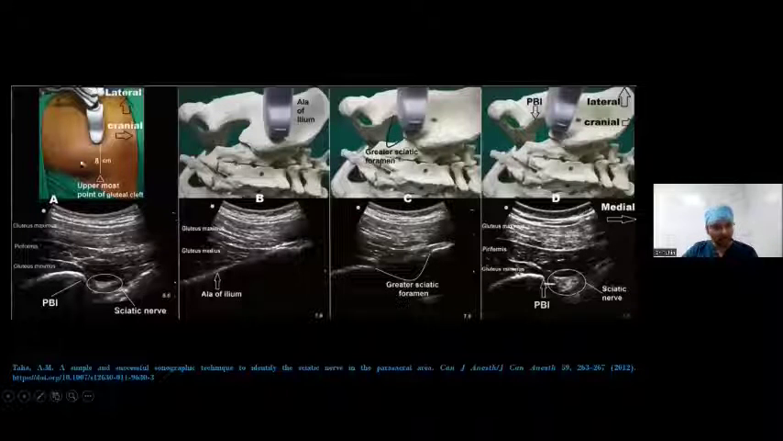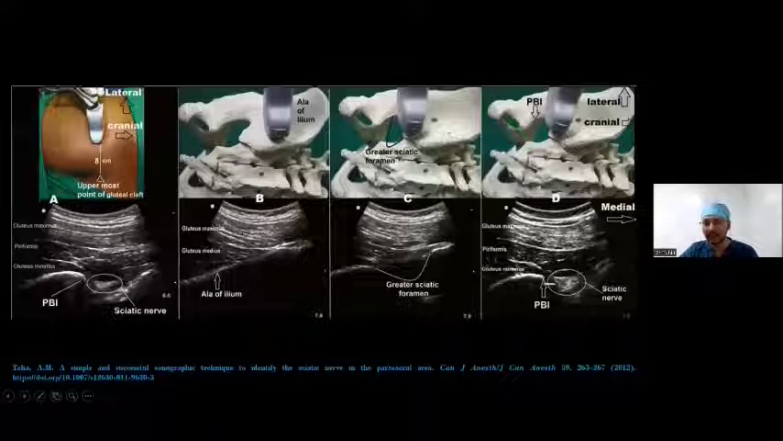And if you are not getting it at this point, then you have to go cranially to visualize the ala of the ilium. The ala of the ilium will be visualized as a straight line, a hyperechoic line casting an anechoic shadow, that is the bone. And you will be able to visualize the gluteus maximus and the medius muscle. Then gradually scan caudally, and you will get a notch or a gap there, that is the greater sciatic foramen. Once we get the gap, usually you might get the nerve.